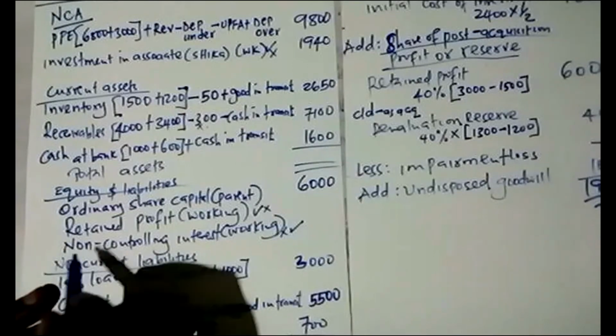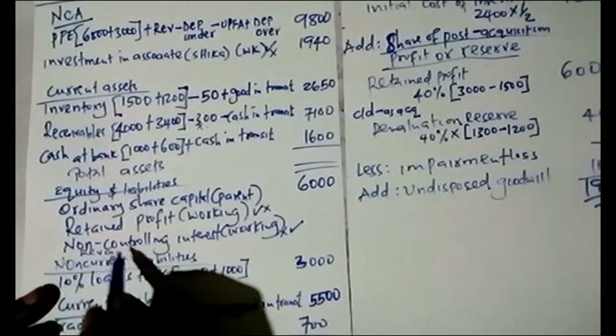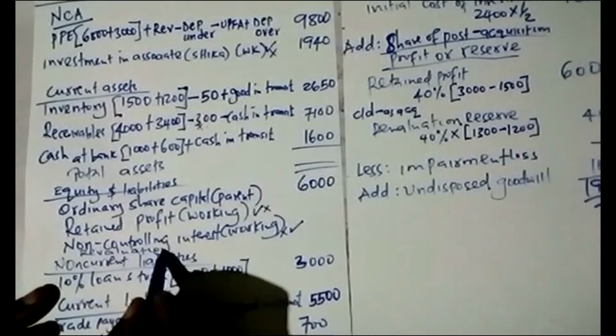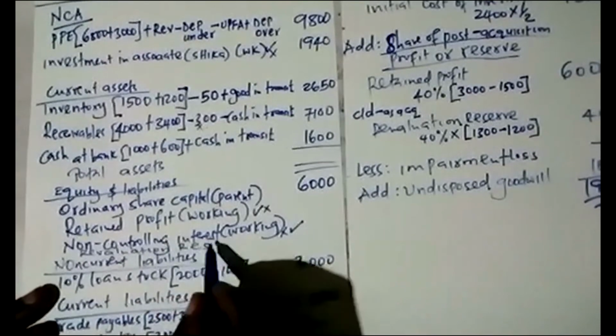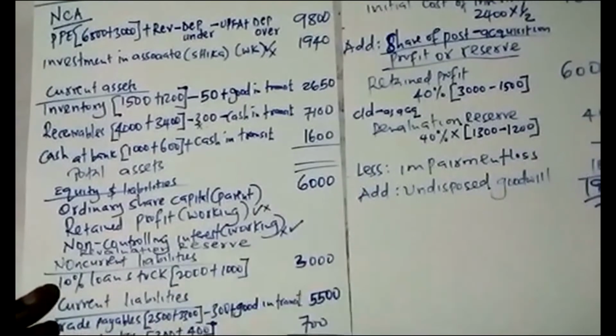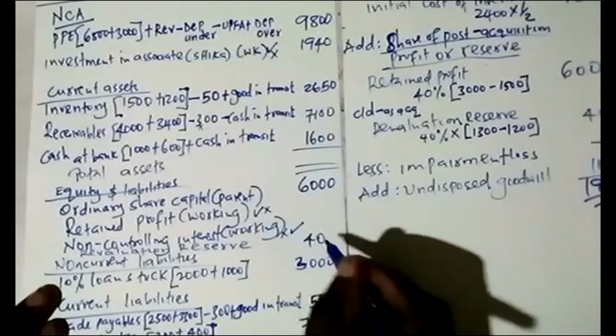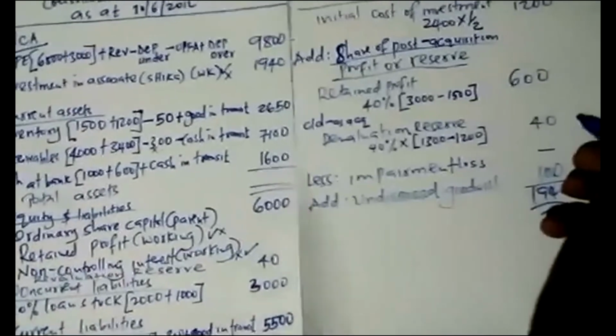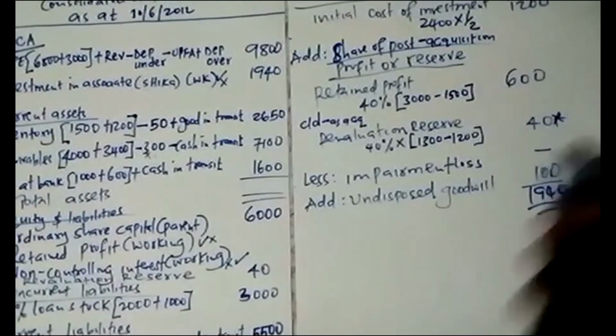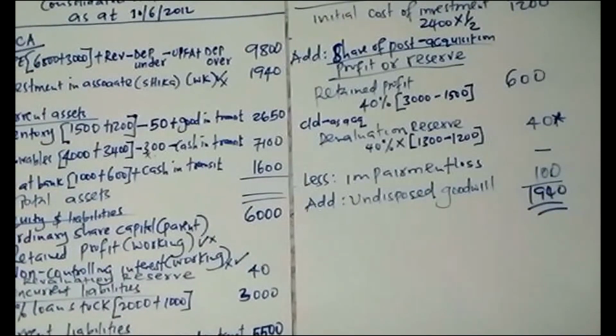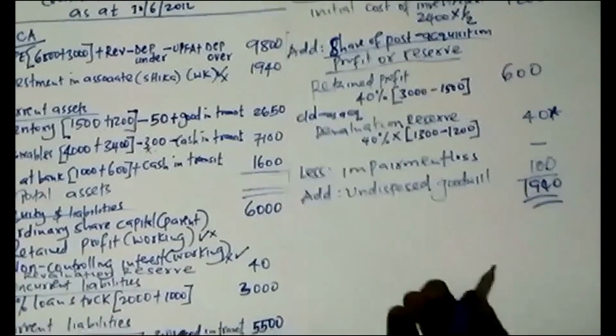Then I forgot to record that revaluation. Remember the revaluation reserve was supposed to be recorded here. So the revaluation reserve, this 40. So let us finalize with the other two.